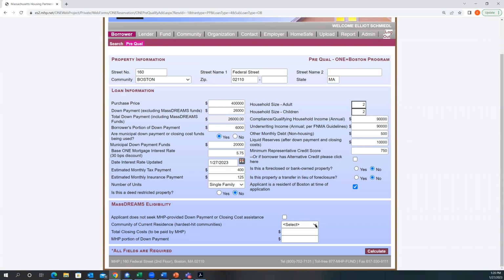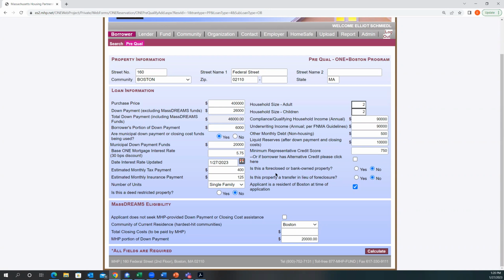Next, you'll want to select the community of residence, the current community of residence. If the applicant lives in one of the MassHousing designated communities, ES2 will then calculate MassHousing down payment funds into the equation. And the MHP portion of the down payment field, this last one here, will auto-populate $20,000 into that field. And you can see back up above that now the total down payment has increased to $46,000.